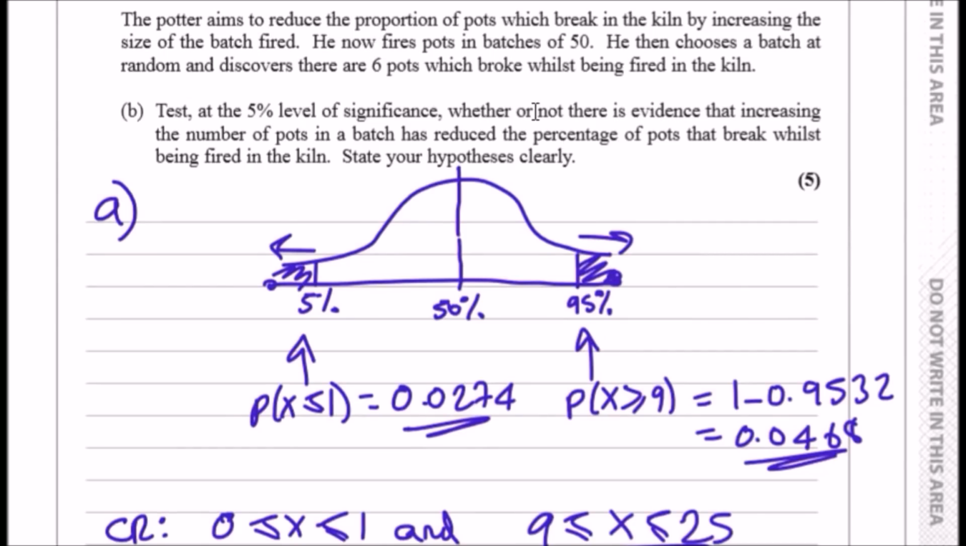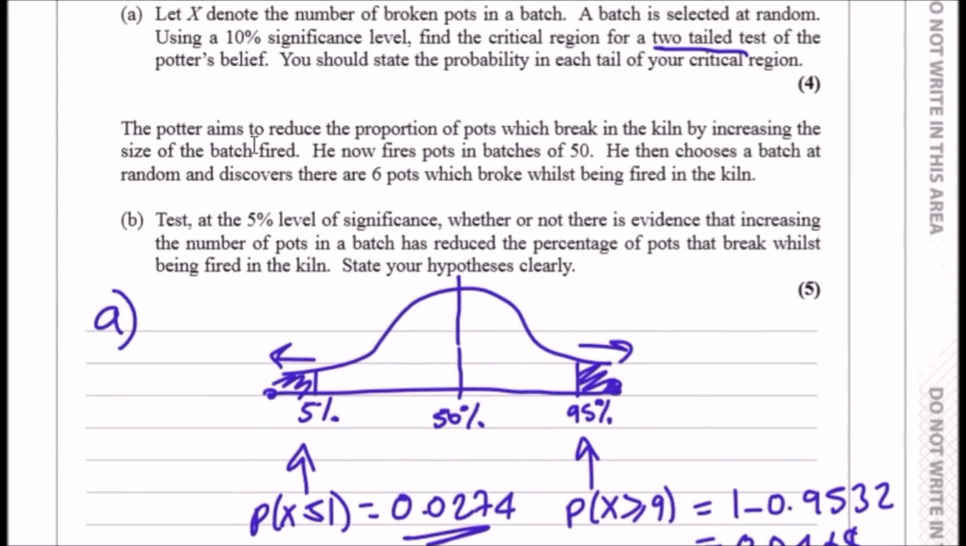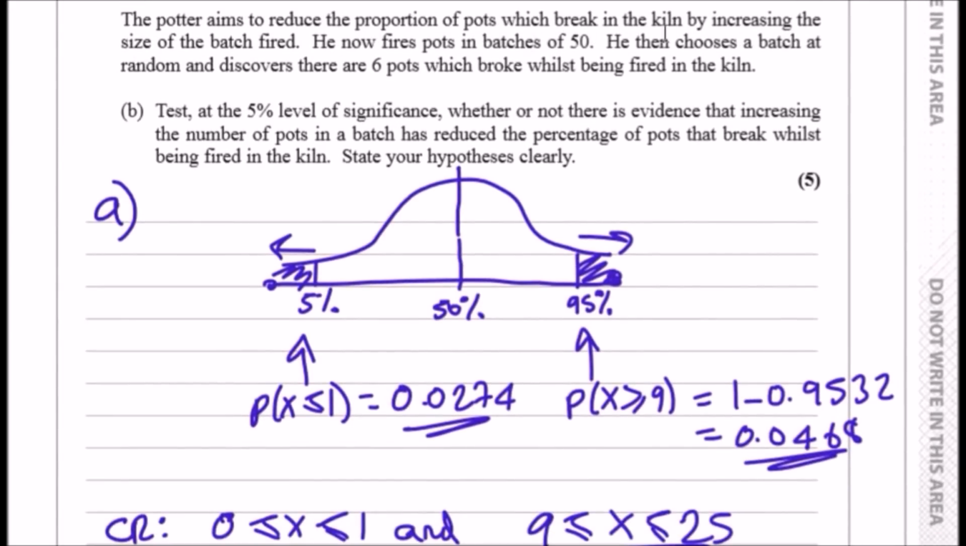Okay, here we go. Part B, guys. So the potter aims to reduce the proportion of pots which break in the kiln by increasing the size of the batch fired. He now fires pots in batches of 50. He then chooses a batch at random and discovers that there are 6 pots which broke whilst being fired in the kiln.